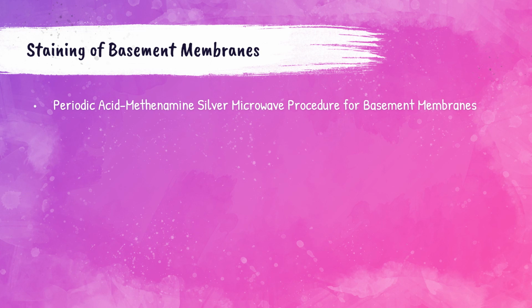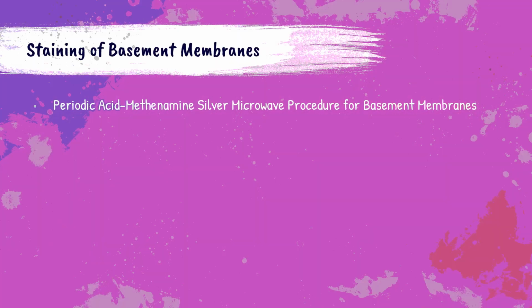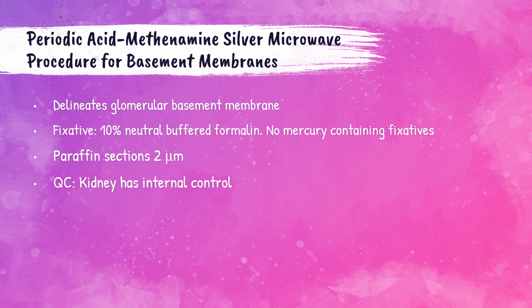The periodic acid methenamine silver microwave procedure for basement membranes is a stain for, well, you guessed it, basement membranes. So this stain is used to highlight the basement membrane. Recall from the very beginning of this lecture that the basement membrane or basal lamina separates the epithelial cell layer from the underlying connective tissue.